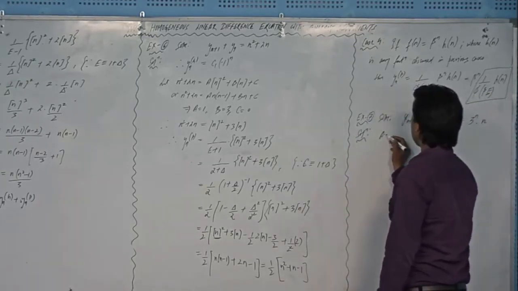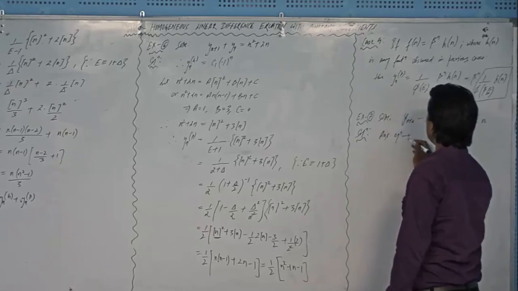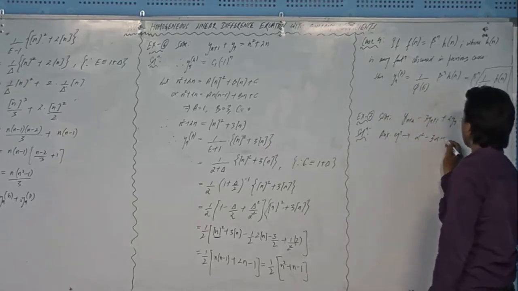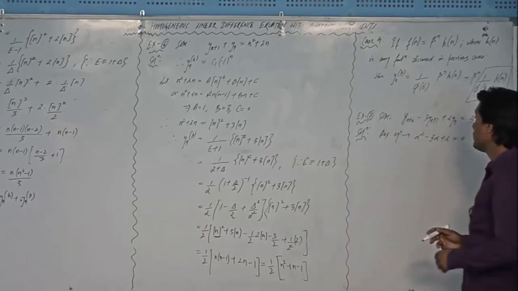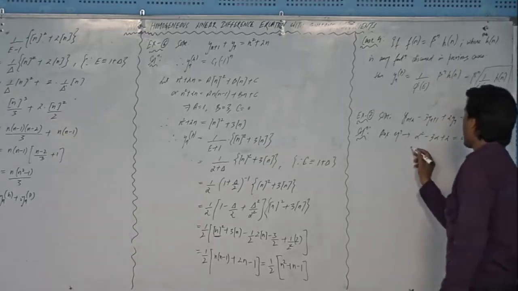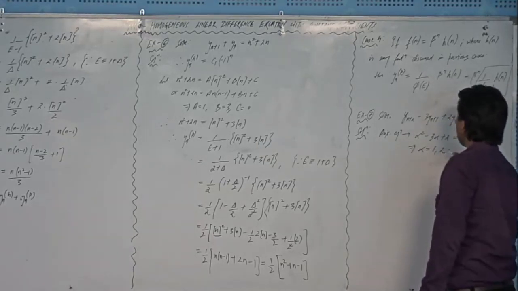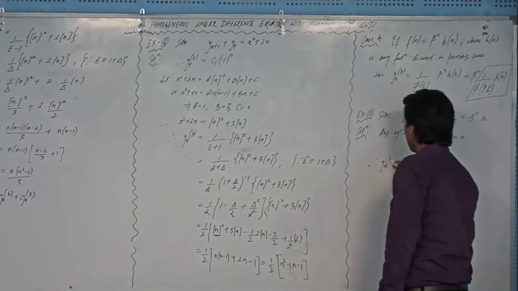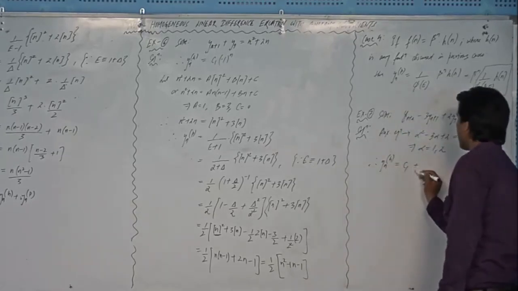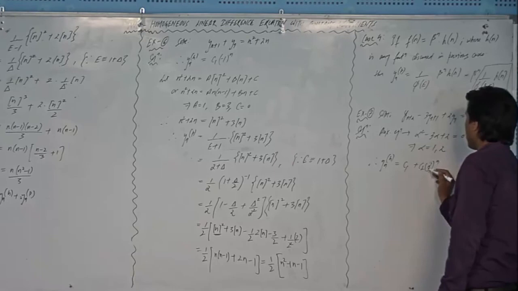So first I will write the auxiliary equation, and that shall be equal to alpha square minus 3 alpha plus 2 equal to 0. I think 2 and 1 are its roots, yes. So that will produce alpha equal to 1 and 2, right? And therefore your homogeneous solution will be of this form, C1 plus C2 times 2 to the power n, right?